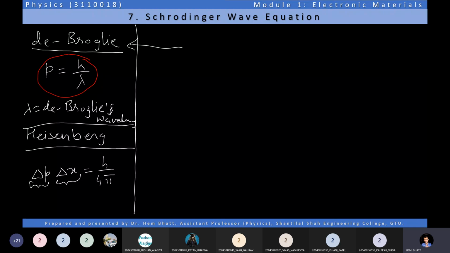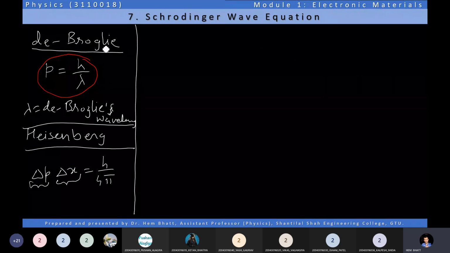You will not be able to determine momentum and position both with same accuracy simultaneously. So now if I consider electron, suppose let me give you some other example.